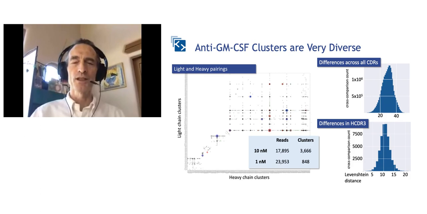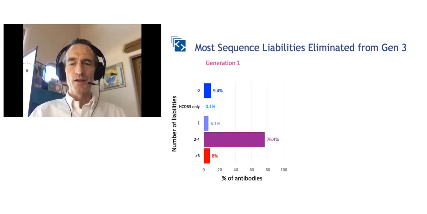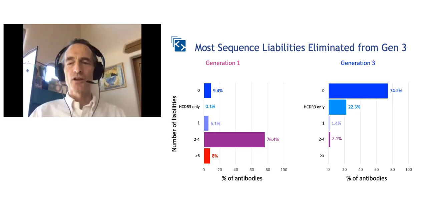Now, if you remember, one of the things we did in our design was to eliminate sequence liabilities. In that generation 1 library, you can see that about 3/4 of the antibodies contain between 2 and 4 liabilities. If, on the other hand, you look at generation 3, 3/4 of them do not contain any liabilities whatsoever at the sequence level. Of the remaining, most are found in HCDR3, and of those, they usually represent a single liability, and that's due to the fact that, as I mentioned earlier, we've amplified CDRs directly from patient B cells.